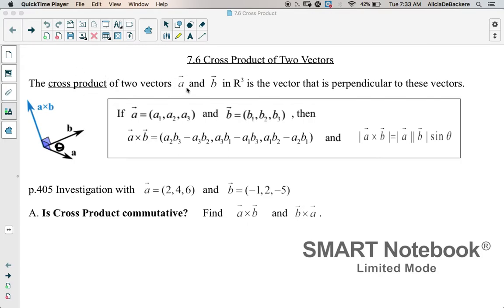So I'm taking two vectors, A and B, in 3 space, and the cross product will be the vector that is perpendicular to these vectors. Now we know that there's many vectors that are perpendicular. This is going to give us one vector that's perpendicular.